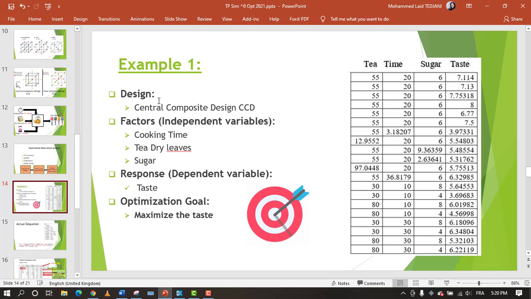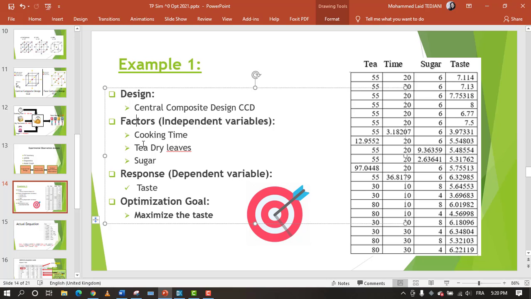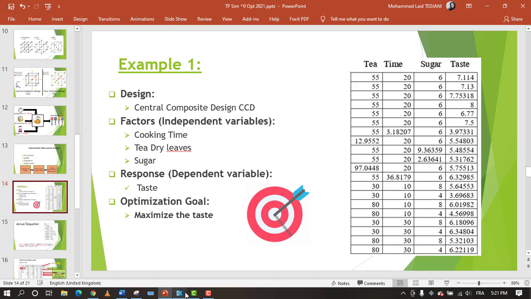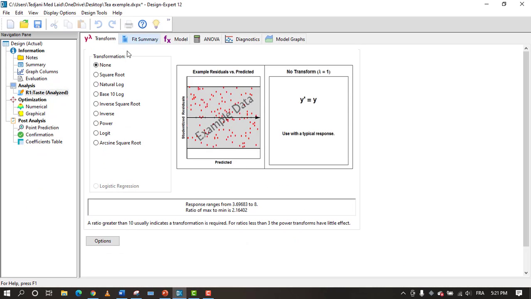This is our example. Our example was a central composite design with three factors and one response, and our goal is to maximize the taste, or maximization. This is our table. These are the responses that we collected. Let's go and see Design Expert.